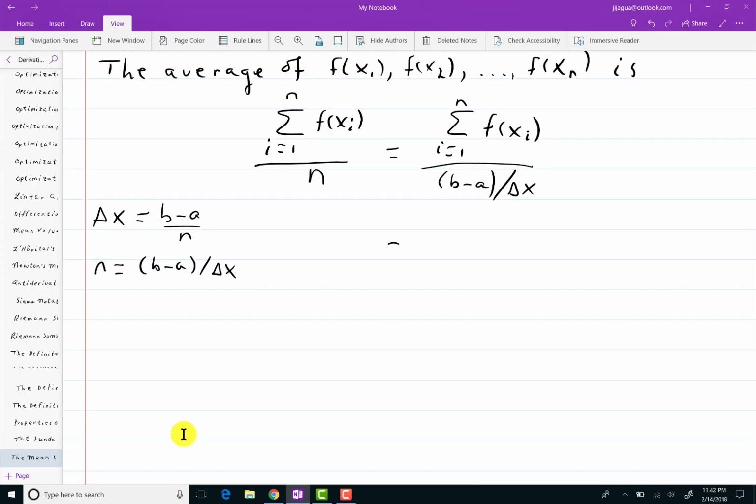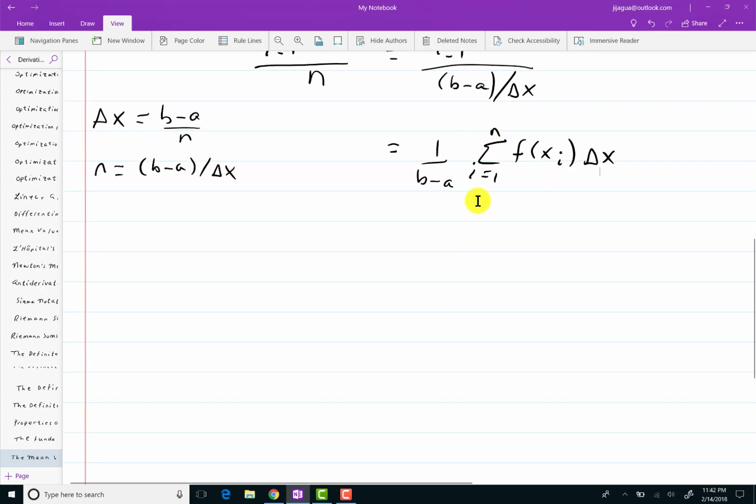I'm going to simplify a little bit. The b minus a I can't do anything with, I'll just pull it out front. 1 over (b minus a), summation i equals 1 to n, f of x_i delta x. So it leads itself perfectly to a Riemann sum. This part here is a Riemann sum. It doesn't really even matter if that's there. That's still a Riemann sum.